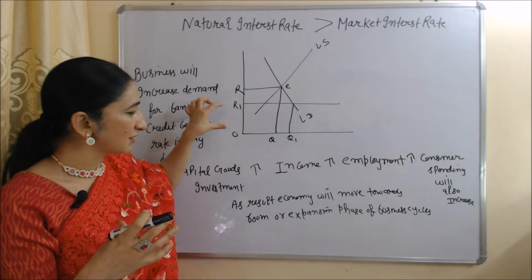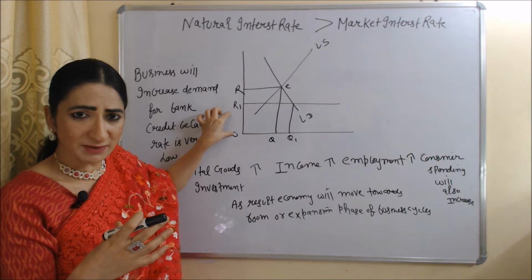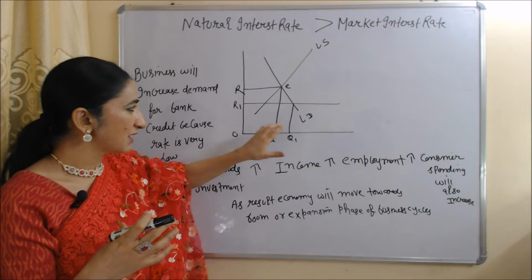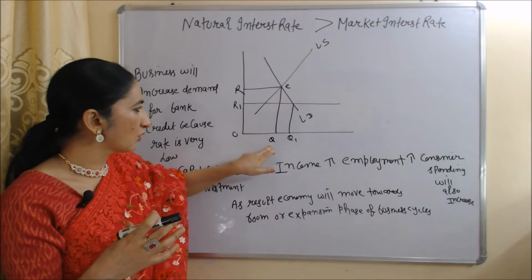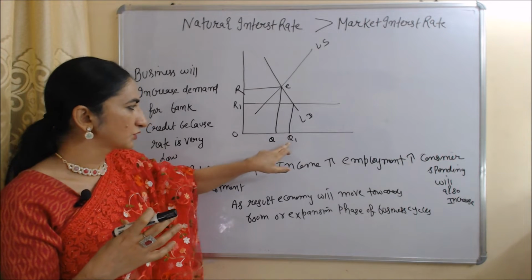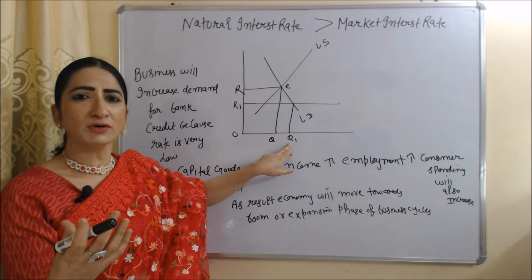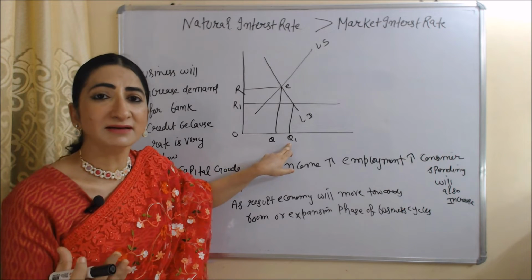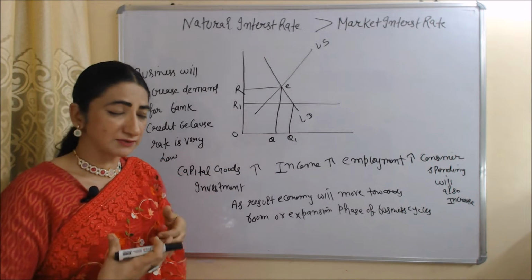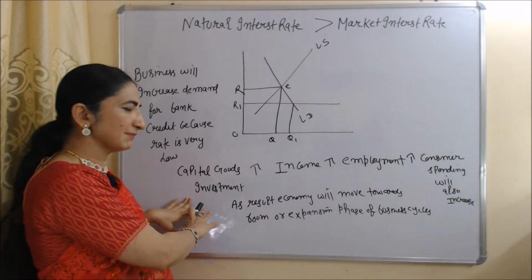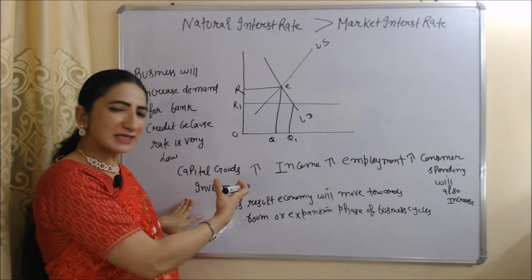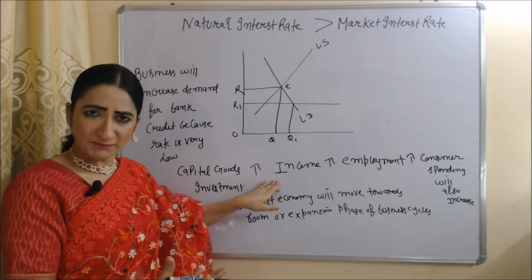When the market interest rate becomes very low, the demand for loans will increase. You can see here, the demand for loans increases from OQ to OQ1. Demand for loans increasing means the demand for bank credit will increase. Now businesses will demand more bank credit and will invest this money in capital goods. As investment in capital goods increases, income will increase.